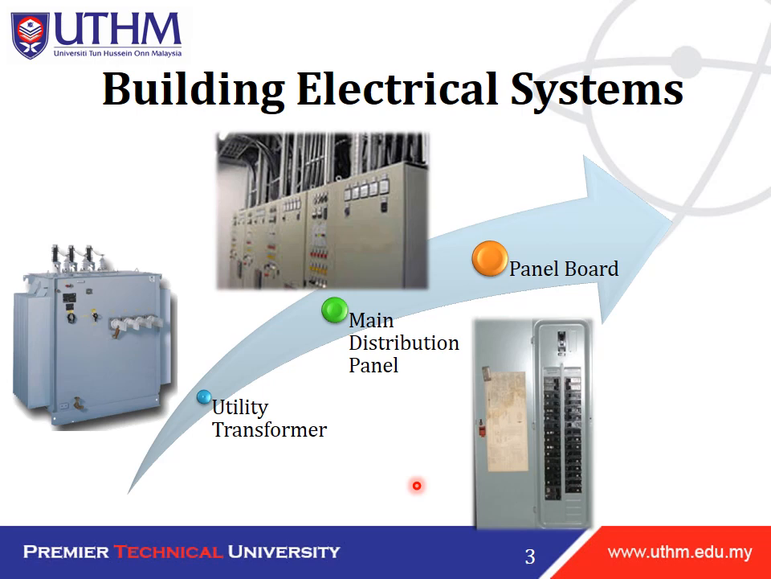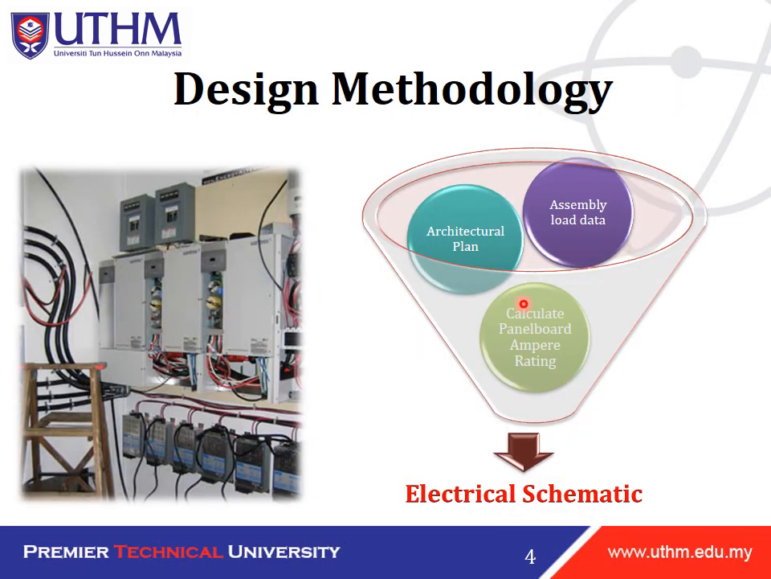Okay, the current slide represents the main important parts in a building electrical system, which consists of utility transformer, main distribution panel and also panel board. This is the design methodology, which consists of architectural plan, assemble load data and calculate panel board ampere rating, which finally leads to the electrical schematic.